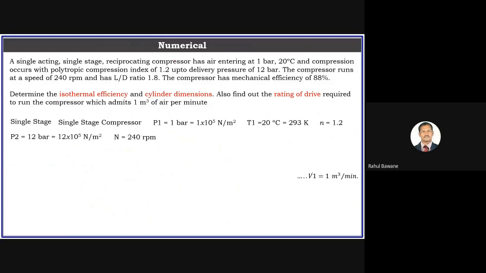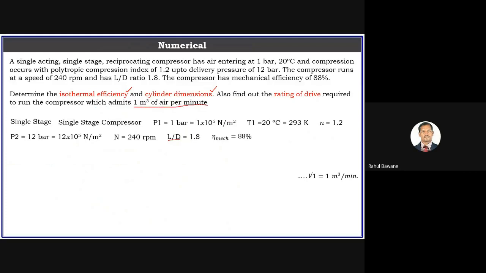The compressor runs at a speed of 240 RPM. So N is given, and the L by D ratio, that is stroke length to diameter ratio, is 1.8. The compressor has a mechanical efficiency of 88%. It is asked to determine first the isothermal efficiency and the cylinder dimensions. Cylinder dimensions means the value of L and the value of D. Also find the rating of the motor to drive that compressor.